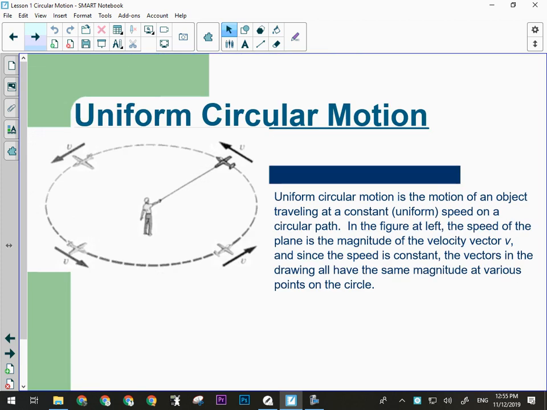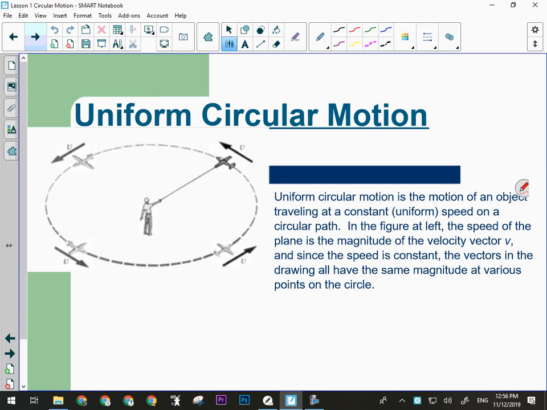So uniform circular motion is the motion of an object traveling at a constant speed on a circular path. As we can see here, this is kind of like the tape twirling that I was doing, except it's a model plane. The speed of the plane is constant. It's not changing, but its vector obviously always is.